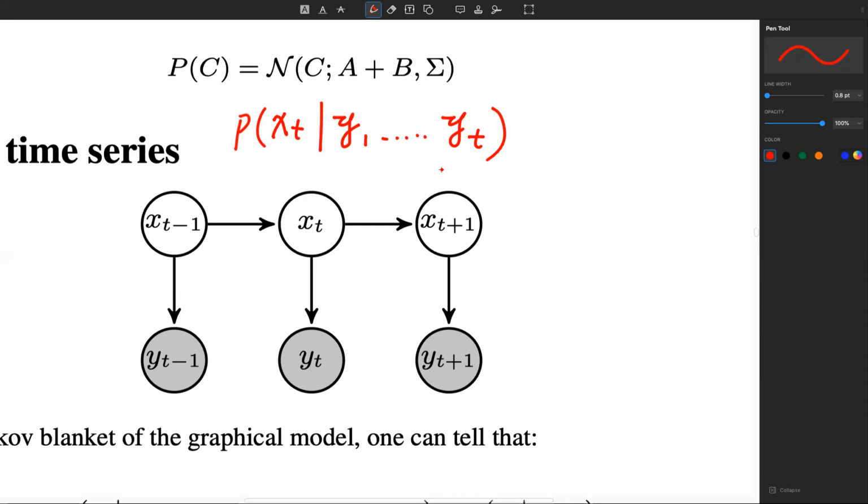Can anyone tell me what the Markov blanket is for this? Which variable would you need in order to give you that conditional independence? xt minus 1. But there is no xt minus 1. The condition has no xt minus 1. So the correct answer is that there is nothing. We need all of them, right? Because I do not have xt minus 1 here. If I had xt minus 1, yes, it would be my Markov blanket. But the problem is I don't have xt minus 1 here.